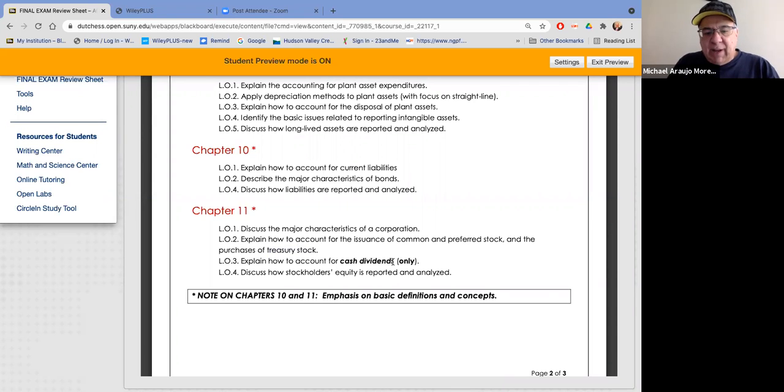The most common dividend is a cash dividend. So we looked at declaration date, record date, and pay date. And then we looked at a little bit of analysis for common stockholders, payout ratio, and return on common stock equity.